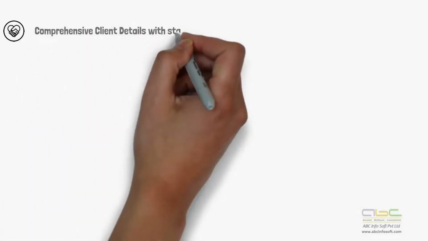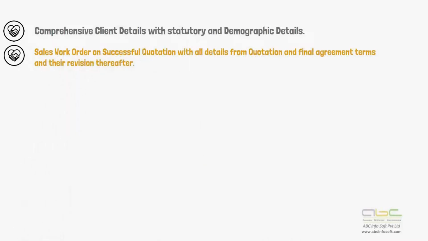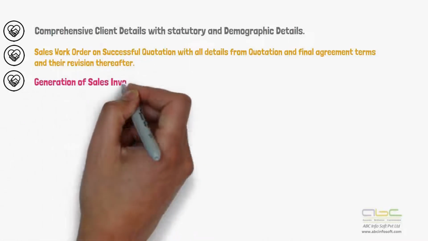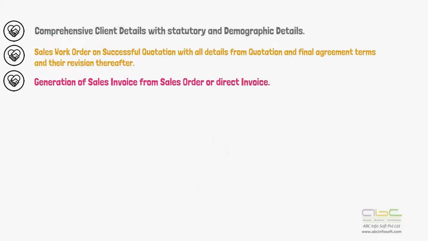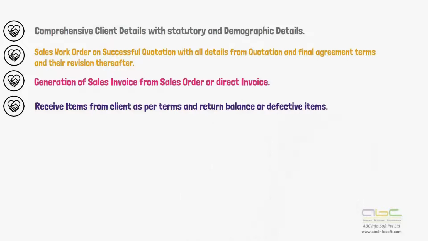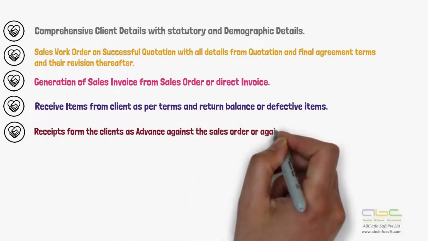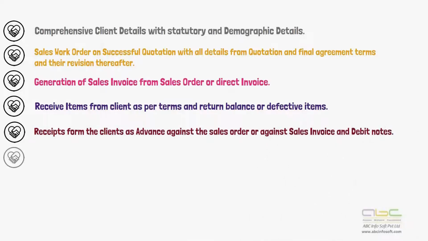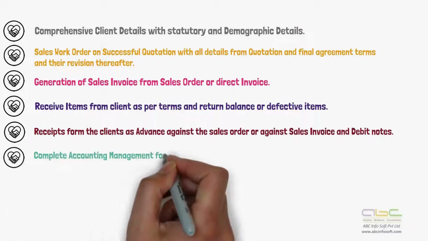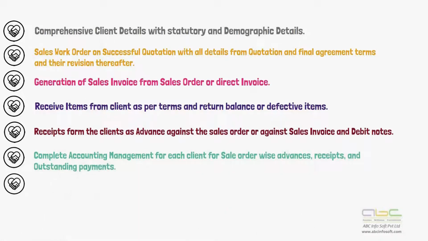Comprehensive client details with statutory and demographic details. Sales work order on successful quotation with all details from quotation and final agreement terms and their revision thereafter. Generation of sales invoice from sales order or direct invoice. Receive items from client as per terms and return balance or defective items. Receipts from the clients as advance against the sales order or against sales invoice and debit notes. Complete accounting management for each client for sale order-wise advances, receipts, and outstanding payments.